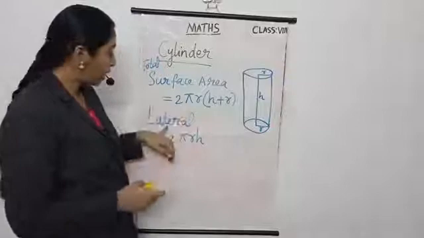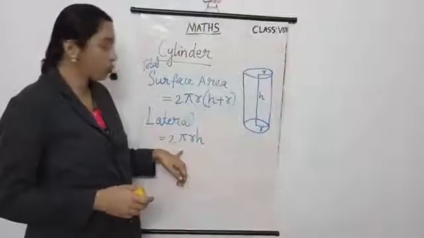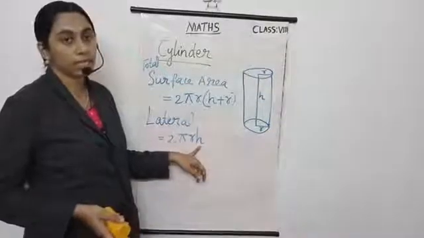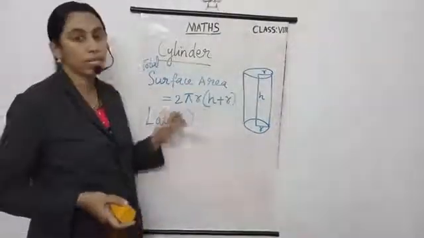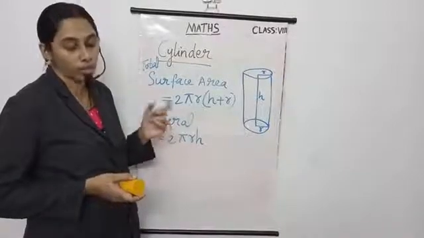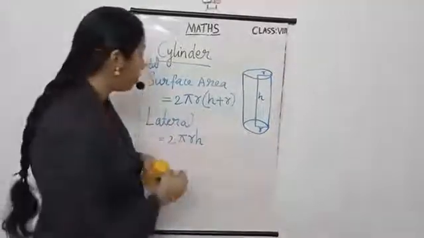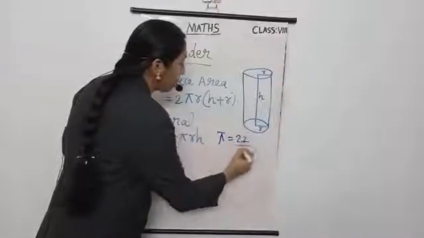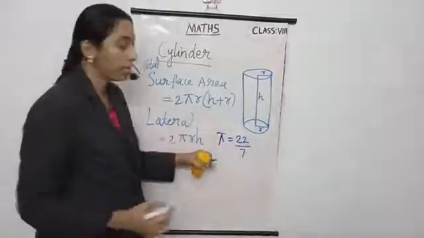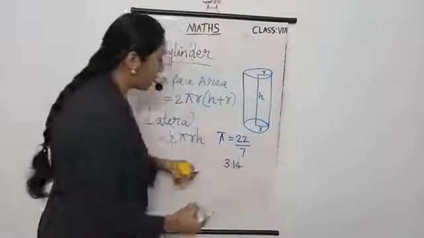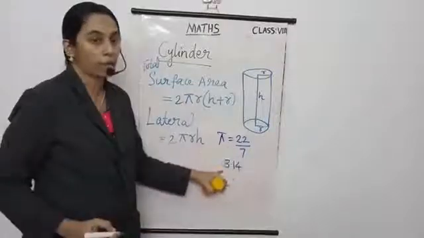Now lateral surface area is equal to 2πrh. Here r is the radius, h is the height, and π is 22/7 or 3.14. You can take any value, that is, π is equal to 22/7. This is a constant value, or 3.14. You can take any value for calculation.